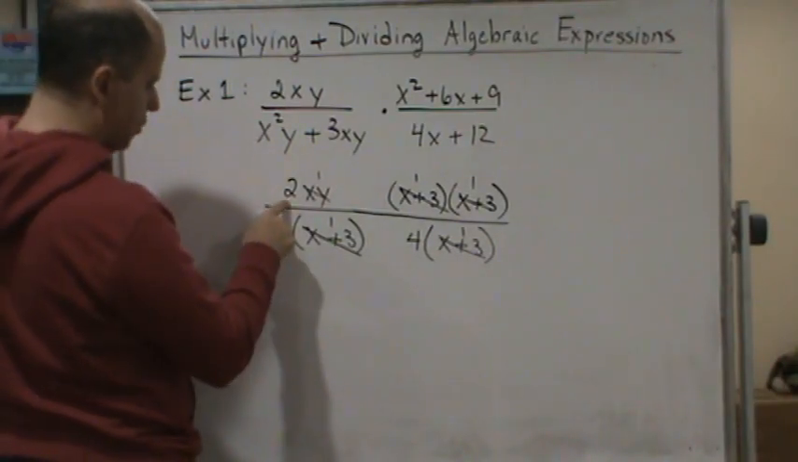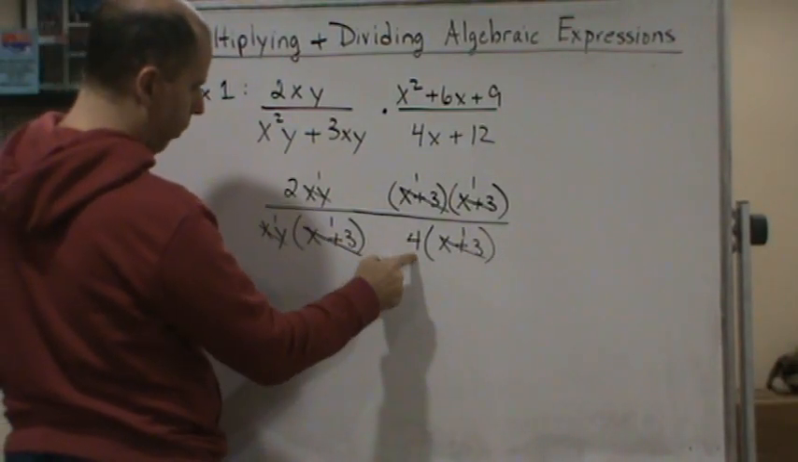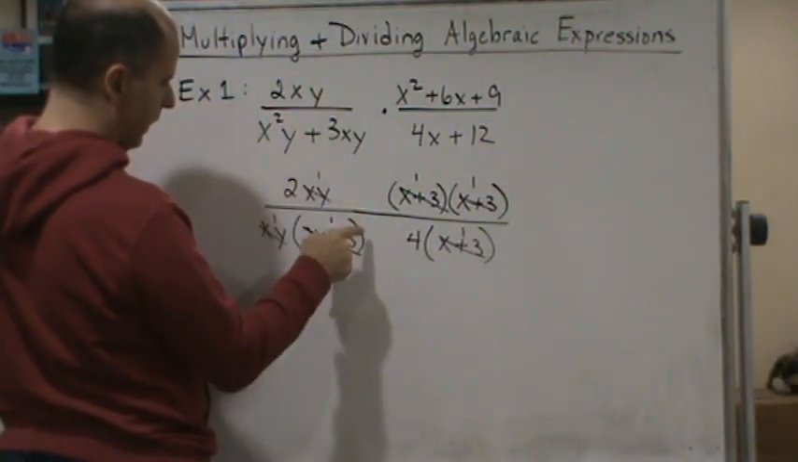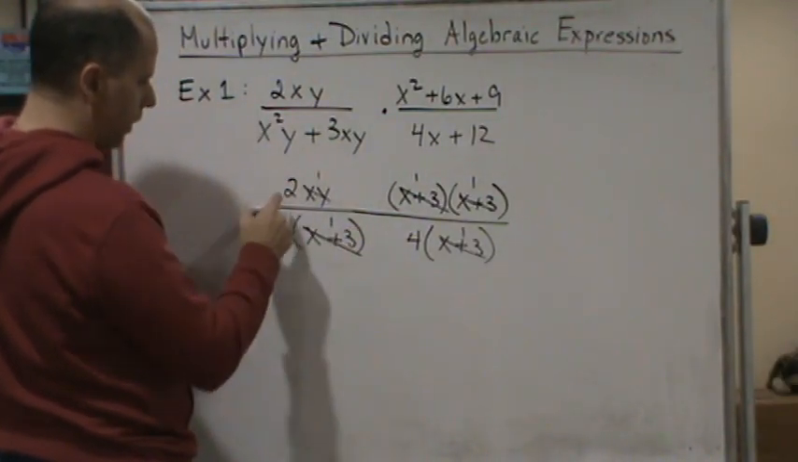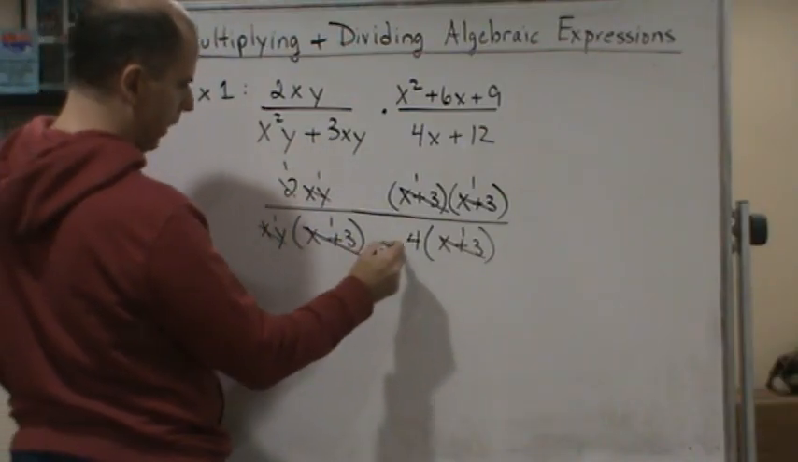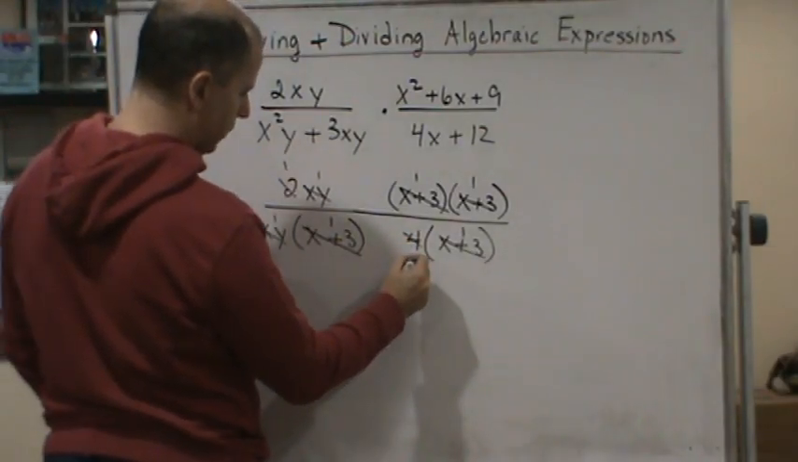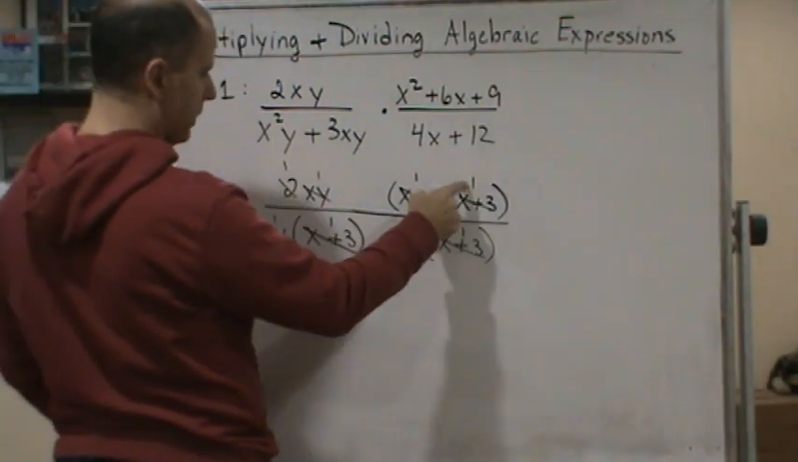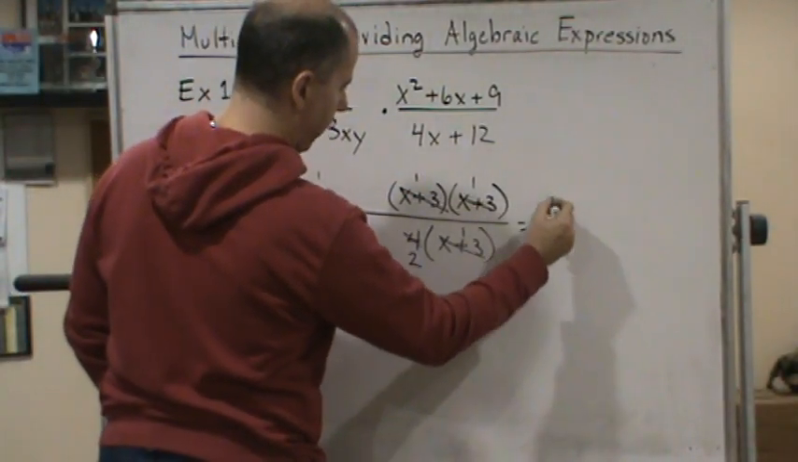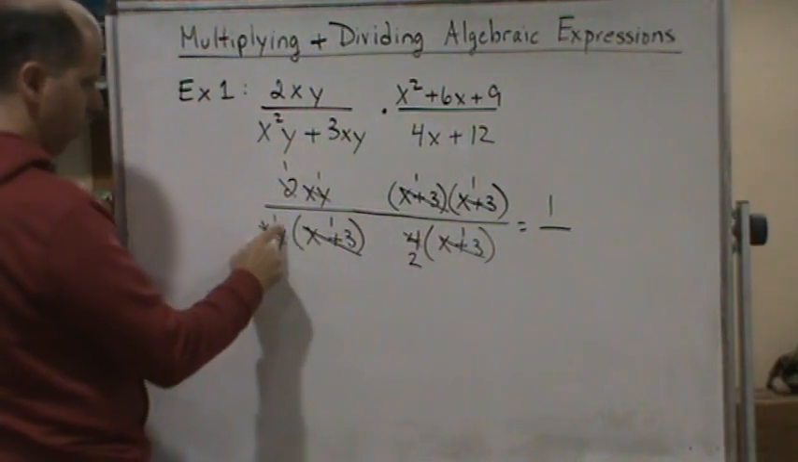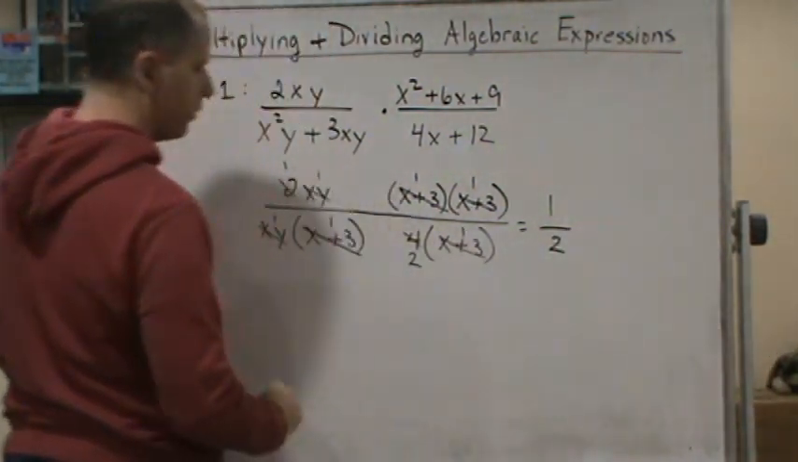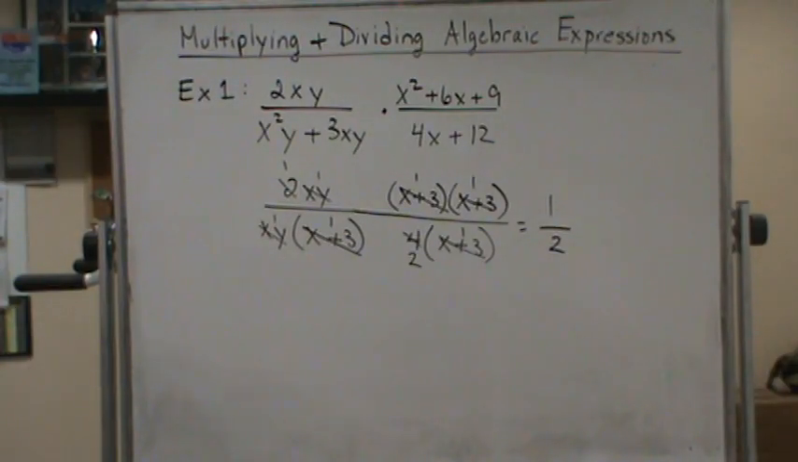And then we've got a 2 and a 4. They both have a common factor of 2. So 2 divided by 2 is 1, and 4 divided by 2 is 2. And so notice how we get 1 times 1 times 1 times 1, which is just going to give us 1. And then we've got 1 times 1 times 2 times 1, which is going to be 2. So everything reduces to 1/2. And that's the answer.